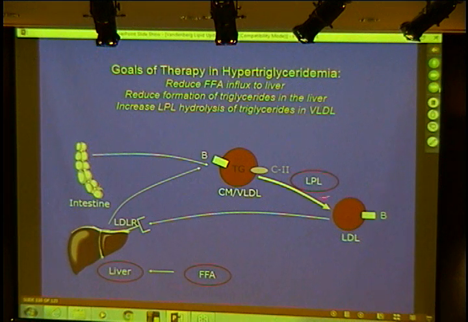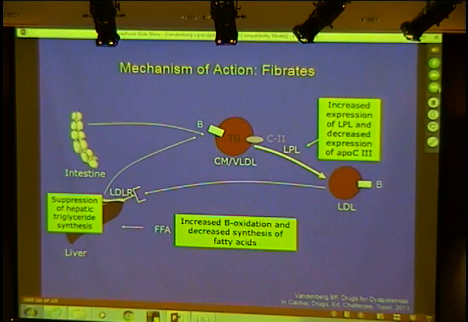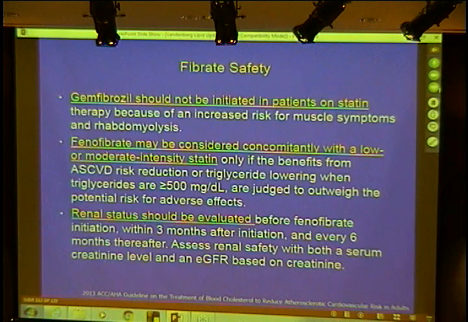Reducing the formation of, increasing hydrolysis, increase the expression of LPL is what the fibrates do, and reduce the formation of triglycerides in the liver. So triglycerides are made in the liver by putting 3 triglycerides together, and niacin inhibits that. Okay, fibrates do multiple. The big thing is to increase expression of LPL. It does have some effect peripherally and in the liver.